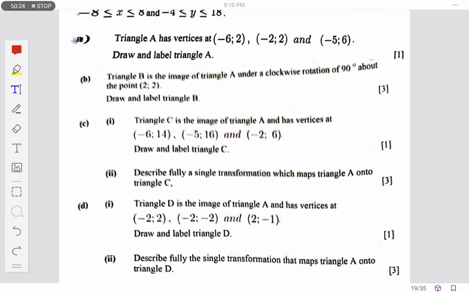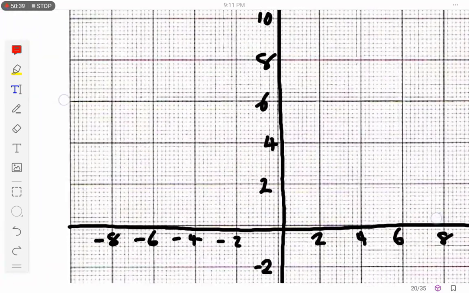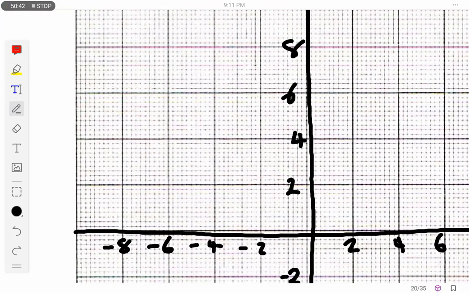Now let's draw the first triangle. The first triangle A has vertices -6 and 2, then -2 and 2, and then -5 and 6. Let's draw that first. I'm going to draw it with a different color. So we have -6, so this is our -6 here, and 2, so this is the point here. Then we have -2 and 2, so this is the point here. Then the last one is -5, between here, at the center there, and then 6, so it's at the center here.